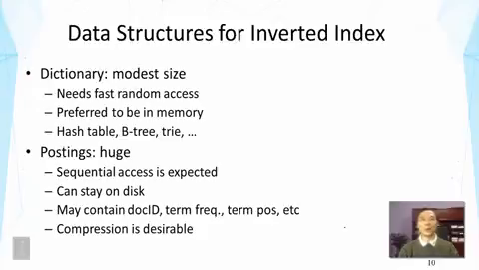Right? For postings, they are huge, you see. And in general, we don't have to have direct access to a specific entry. We generally would just look up a sequence of document IDs and frequencies for all the documents that match the query term. So we would read those entries sequentially. And therefore, because it's large, we generally store postings on disk. Right? So they have to stay on disk. And they would contain information such as document IDs, term frequencies, or term positions, etc.